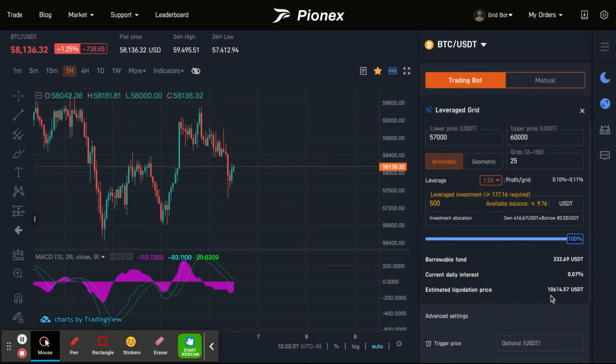Now, here's the estimated liquidation price. And you may say, well, what does that mean exactly? That means 10,614 is going to be my liquidation price. And what that means is that if this token, this coin, this pair drops to 10,614, I will lose that trade. What that means is that if I've put 20 bucks into it, I'm going to lose that $20. Pionex will take that. They will close that position because you have lost your initial investment and you are then using borrowed funds, and they will not let you use the borrowed funds if your initial funds are already gone.